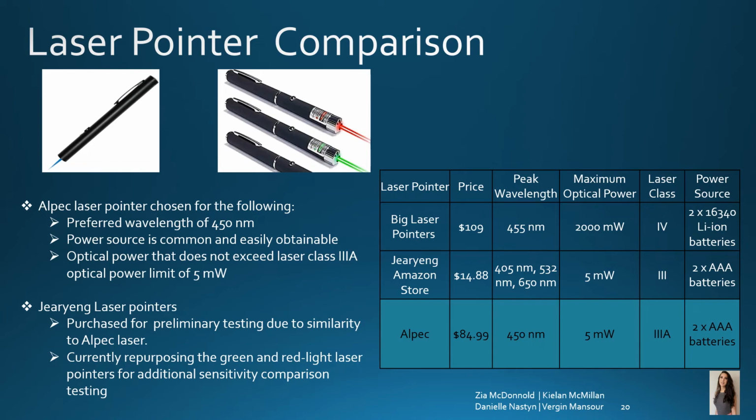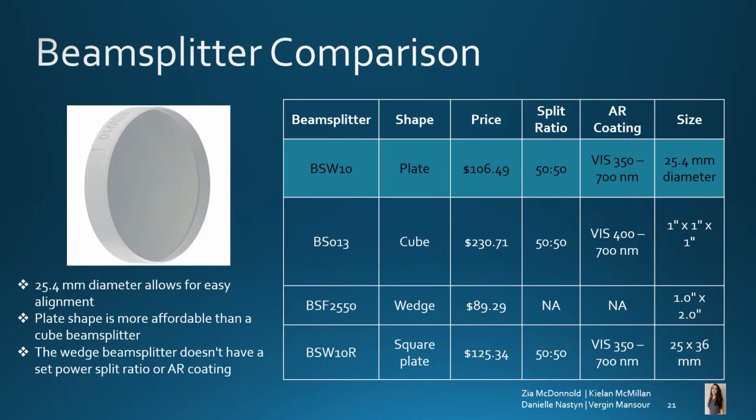Currently, we are repurposing the green and red J-Ling laser pointers for wavelength-dependent system sensitivity comparison testing in order to establish the most suitable wavelength based on which one results in the highest sensitivity to the presence of low algae concentration levels. The BSW10 beam splitter is 25.4 millimeters in diameter, has a power split of 50-50, and is visible light anti-reflective coated.